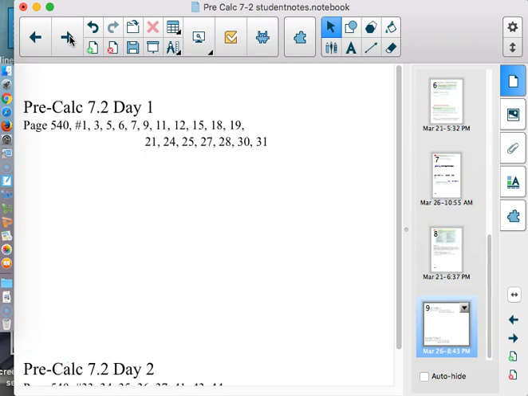So this is the assignment for 7-2 day 1, and I'll leave that up there for just a little bit so you can take a peek at that and/or pause the video. I just went ahead and checked the homework, and it looks like you should be able to do all of that since we made our way through matrix multiplication.